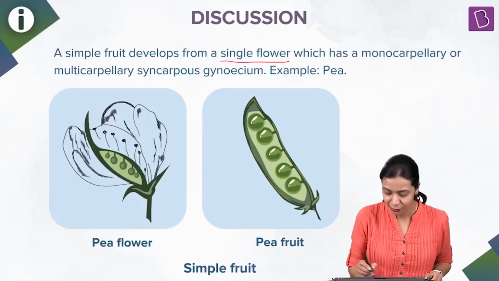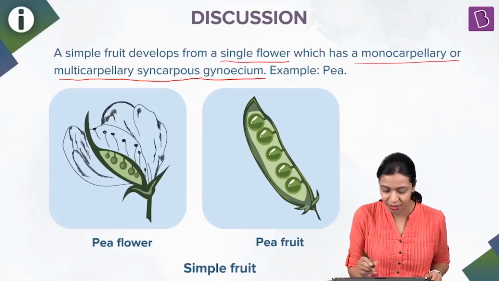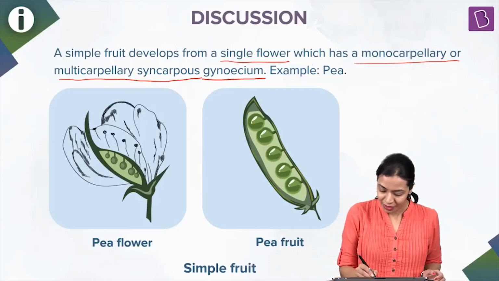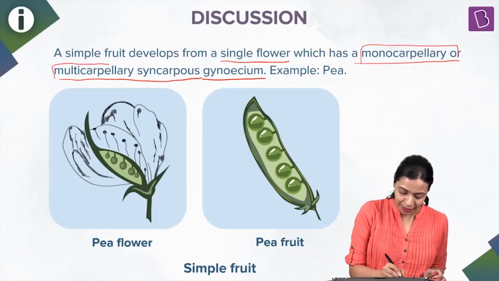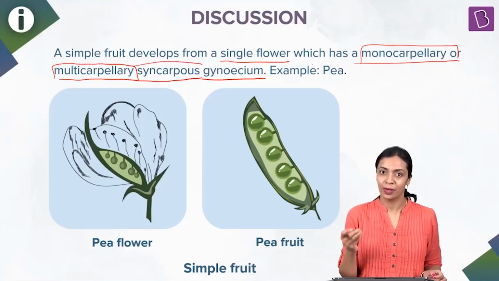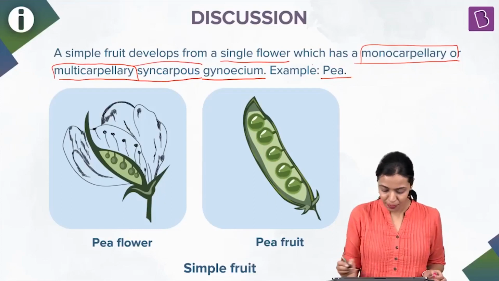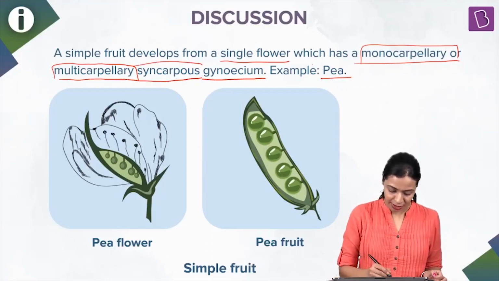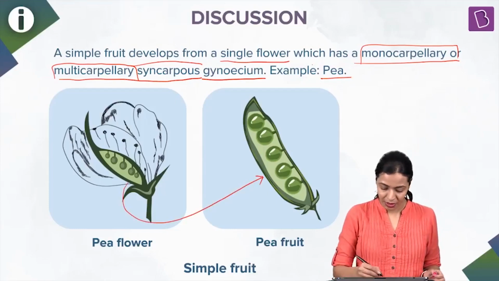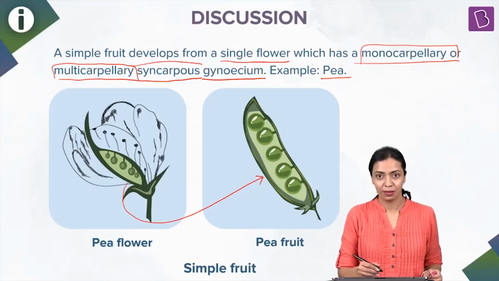It develops from a single flower which has a monocarpellary or multicarpellary syncarpous gynoecium. So here, in order for a fruit to be called a simple fruit, it should have developed from a monocarpellary or a multicarpellary ovary, that is syncarpous. So the number of carpels in the ovary can be one to many, but if they are many, they have to be fused. Okay, so example for this is pea. In pea, you can find a unilocular ovary. Here's a picture of the pea flower. This is the ovary, and the ovary develops into the fruit. You can see that the single unilocular ovary has many seeds that are attached at the margin.